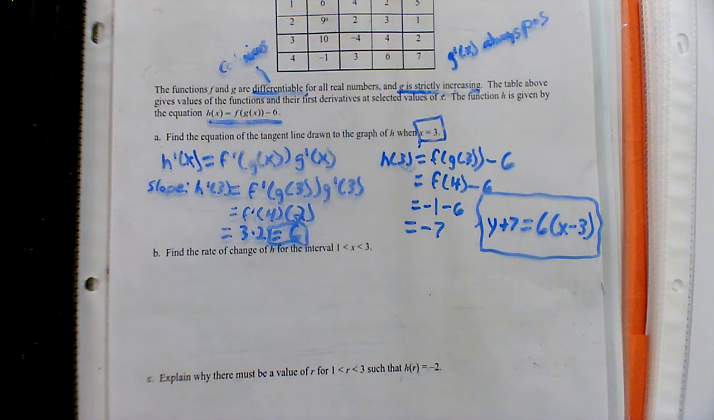All right, part B. Find the rate of change of h for the interval 1 to 3. So what do you think they mean, or what do we need to get at here? What do we need to try to do? We want the rate of change over some interval. It'd be the same as finding what?